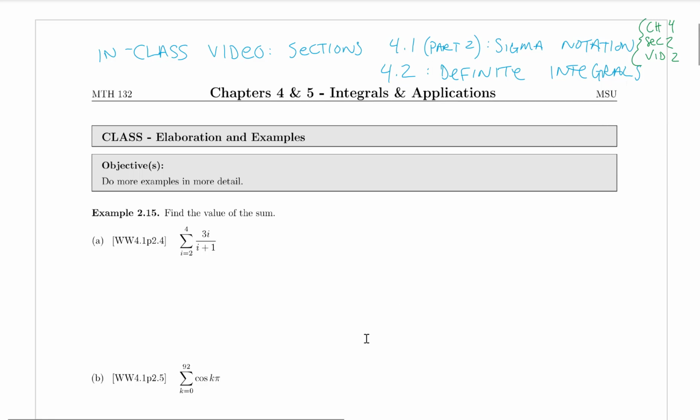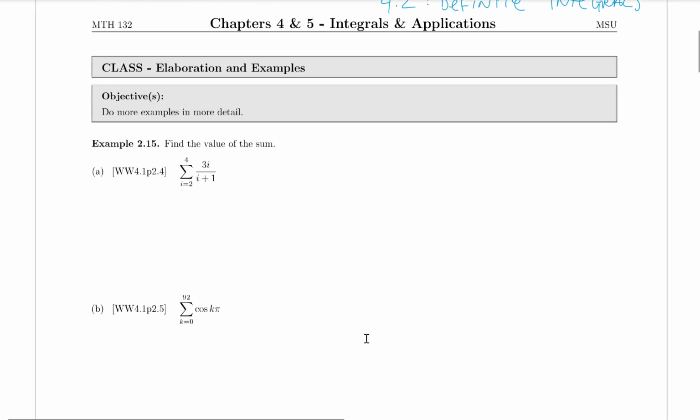So first here, our first couple of examples are working with sigma notation. This first example is your WebWork 4.1 part 2, number 4. And the way that we're going to do this one is because these indices are so close together, we're just going to plug in 2, we're going to plug in 3, and we're going to plug in 4. And then we're going to go ahead and just add those all together. This is called a finite sum, and we can do it by just plugging in those values.